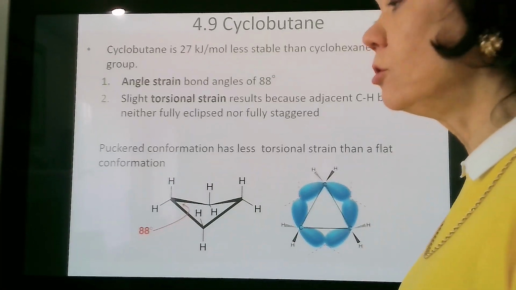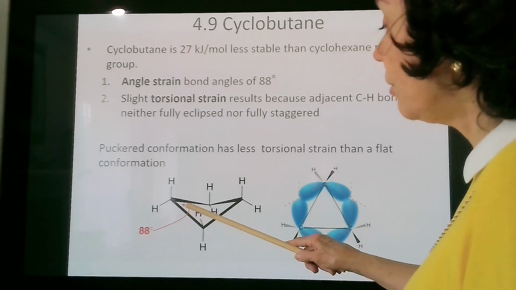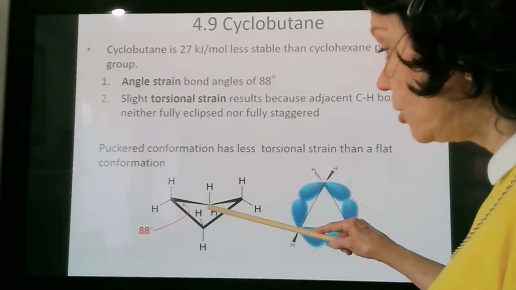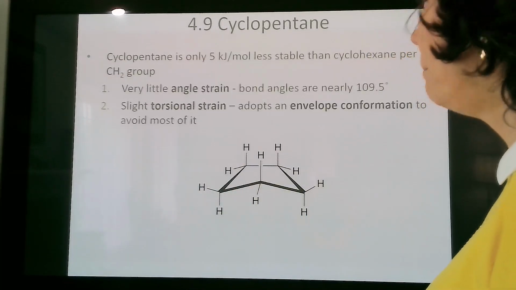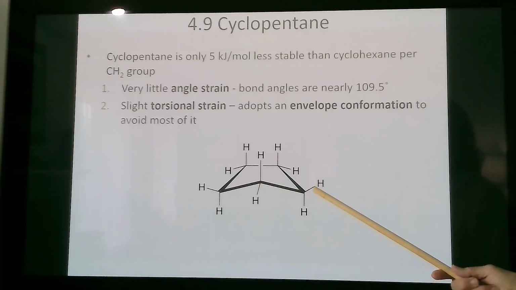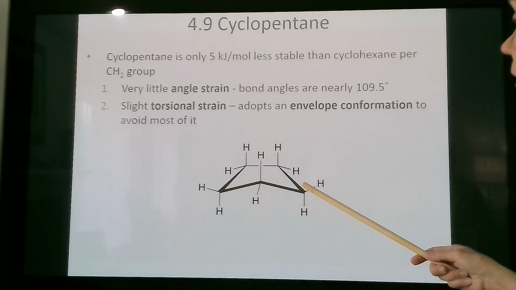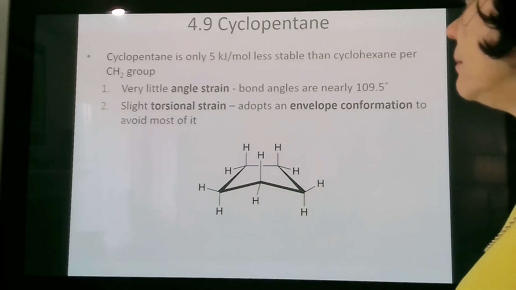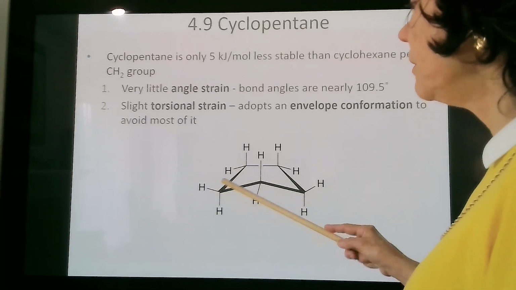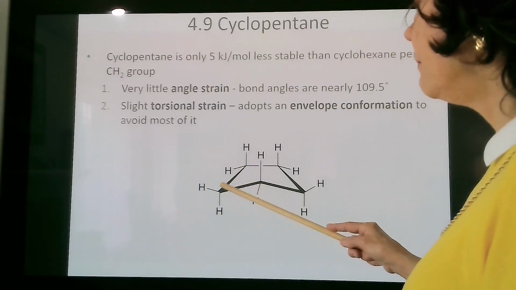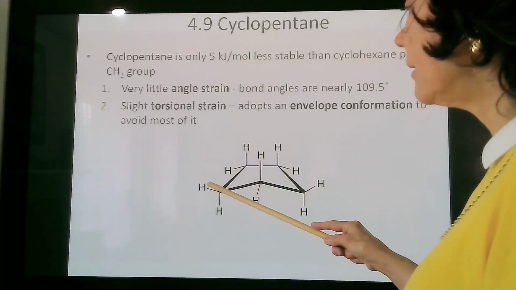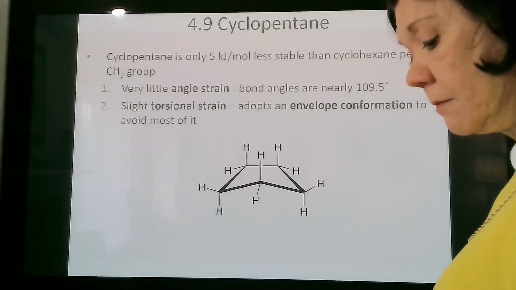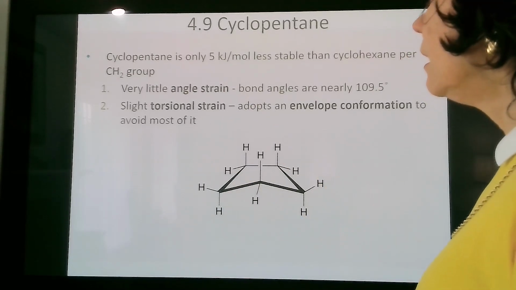So you relieve some torsional strain, but the molecule incurs a little bit of extra angle strain by doing this puckering or bending. Cyclopentane, remember I told you this conformer is called the envelope conformation in order to avoid some of the eclipsing interactions between the methylene CH bonds. Not much angle strain either.